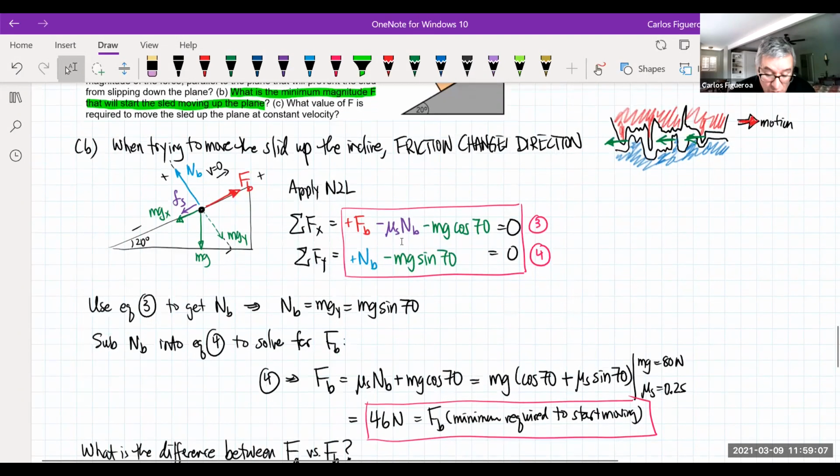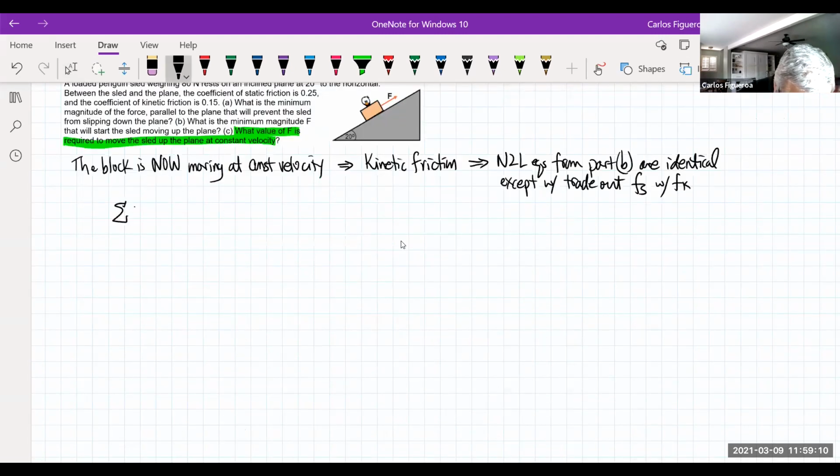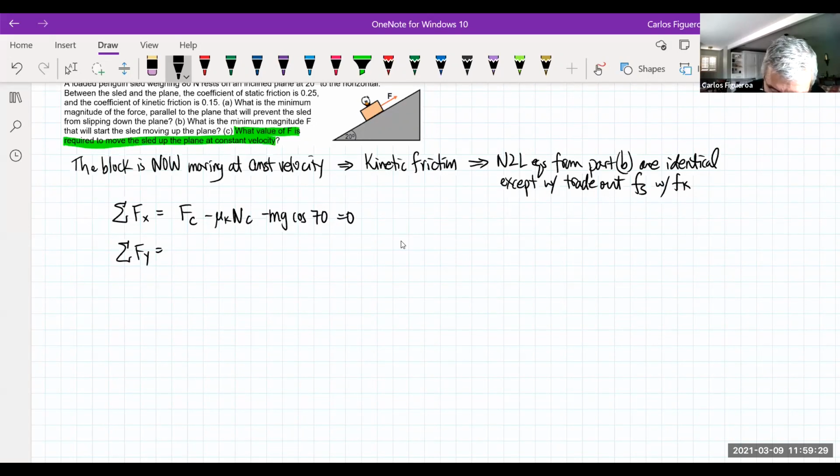mu k. So when I look at this thing here, then I'm saying that I have the forces in the x, the forces in the y, and so then I'm going to rewrite those identical equations. So now this is the force F of c, and here's my change. And then I get the exact same normal as before. So these are my equations right here.